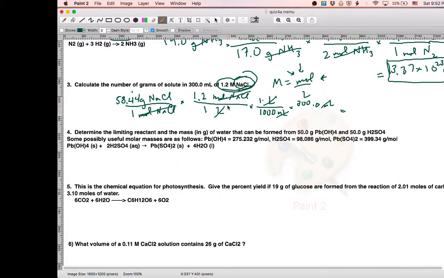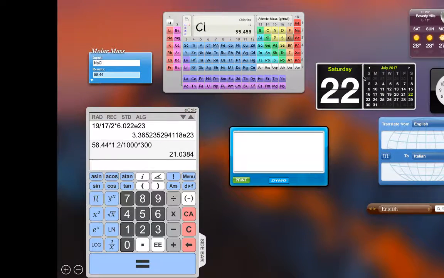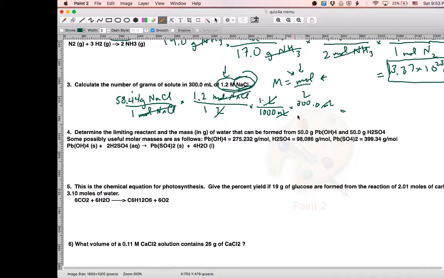21.04. Except there are only two significant figures right there. Boom, baby! Two significant figures. So it's not 21.04. It's just 21. The answer here is 21 what? Milliliters? Moles? No. Grams. Grams of what? Grams of NaCl. That is how you do it, folks.